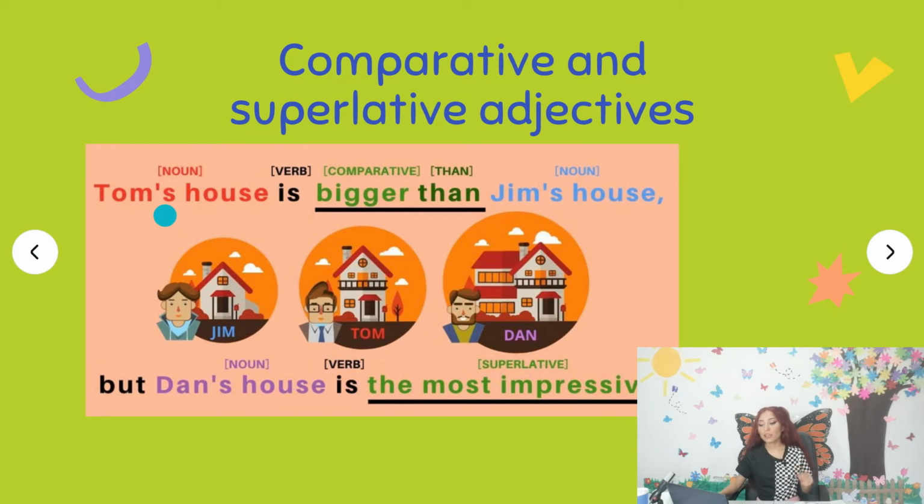So let's repeat. Tom's house is bigger than Jim's house. But Dan's house is the most impressive, okay? It means that it's the biggest of all, okay?